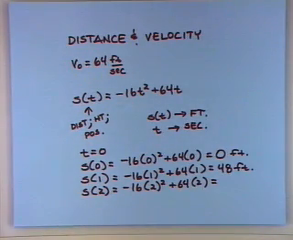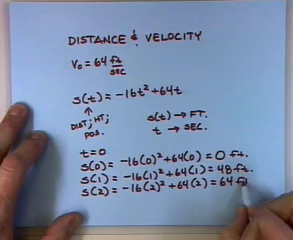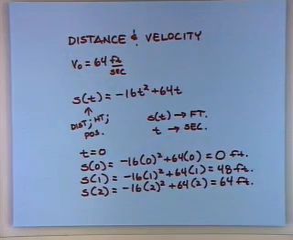So at time 1, this object is 48 feet off the ground. Where is it at time 2? 64 feet off the ground. Everybody all right with those computations? So that's just a position. We have a position function. We plug in the time, and it tells us the position.